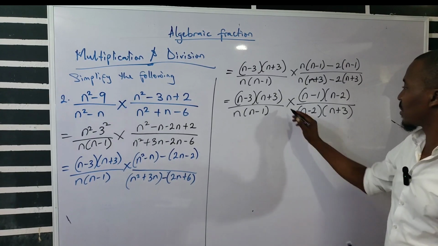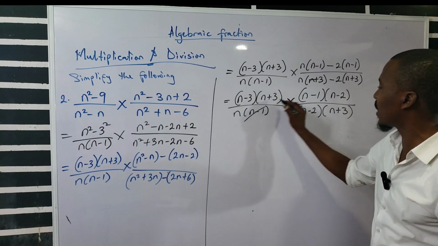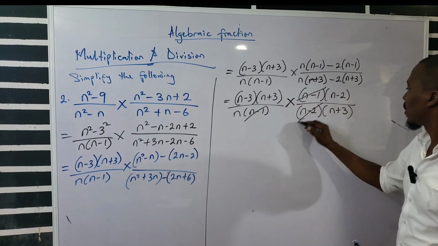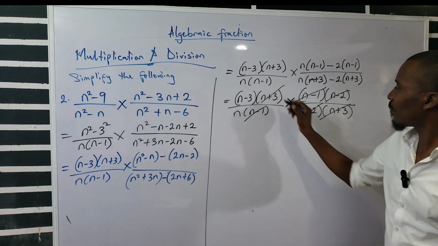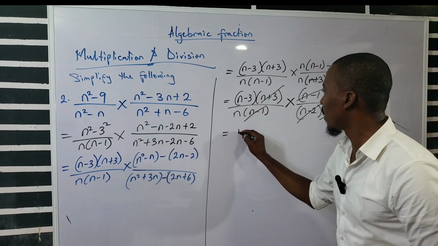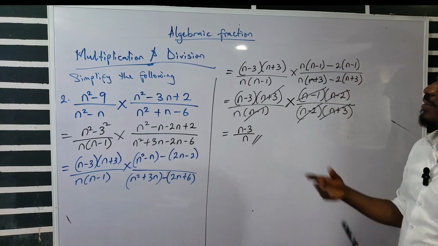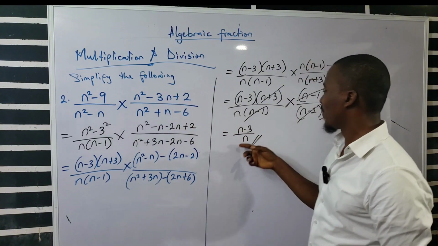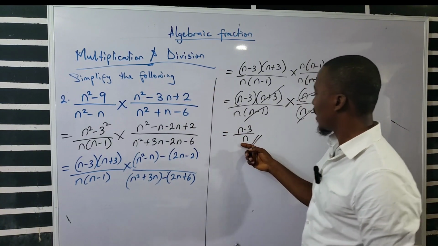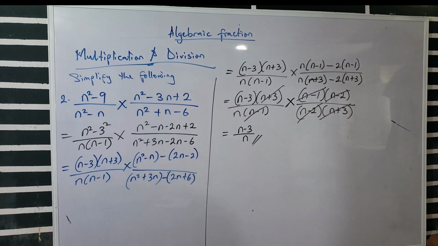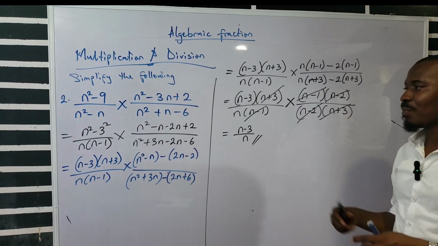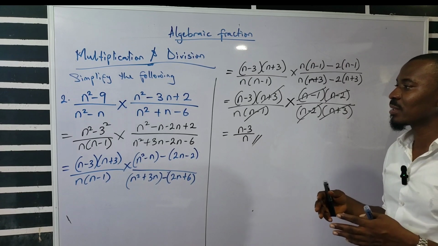So the next thing now is this multiplication. So I can cancel out what are common. So at the end of the day, what we have is m minus 3 over n. So you can see why they call it simplification, because you can see the whole of this is actually m minus 3 over n.